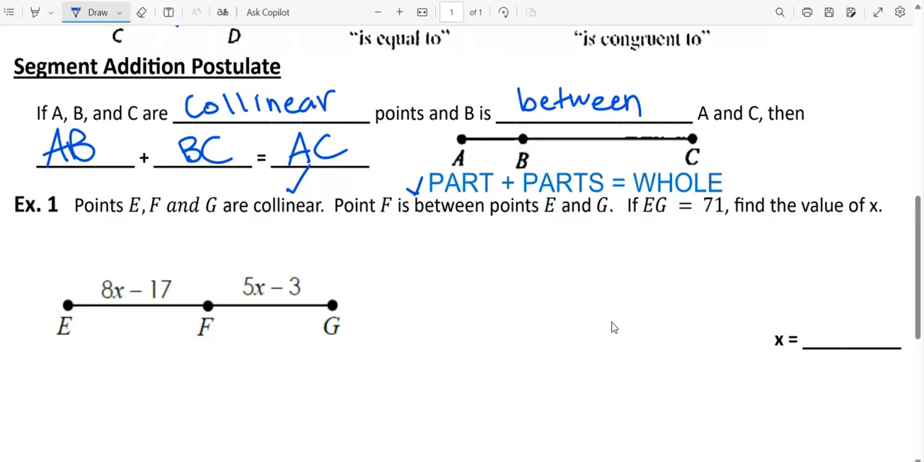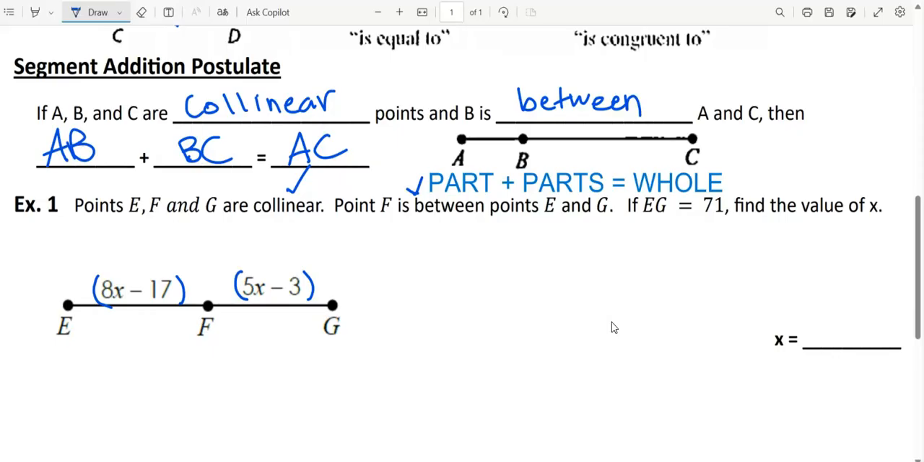So when I'm looking at this image, I see the left part is 8x minus 17. Can y'all put parentheses around that? The right part is 5x minus 3. You can put parentheses around that. But here's what I don't know. What is the whole thing from E to G? I don't see it over here in the picture, right? But I'm telling you, you gotta read it. If you read starting right here, it says, if EG equals 71, now we can find X.